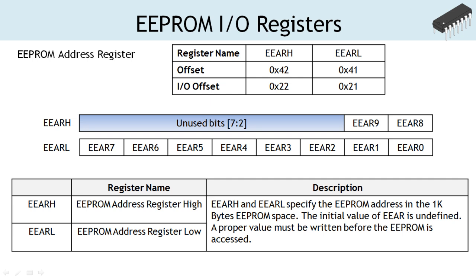The initial value of these registers is undefined and must be written with the correct address value before accessing the memory. The offset of EEARH and EEARL is 42 and 41 in hex respectively. This offset is used with load and store instructions. The offsets 22 and 21 in hex should be used when accessing the registers in I/O mode, that is, when the registers are used with in and out instructions.